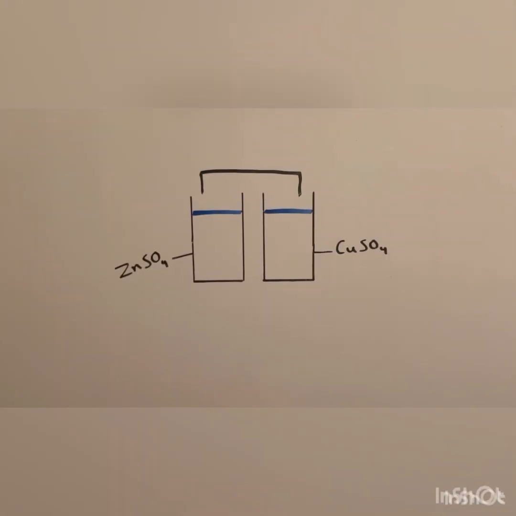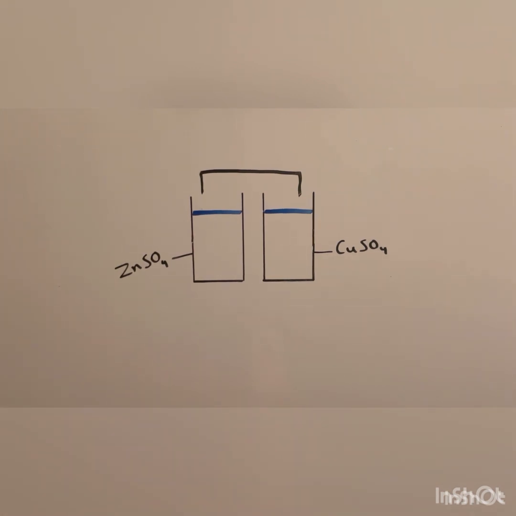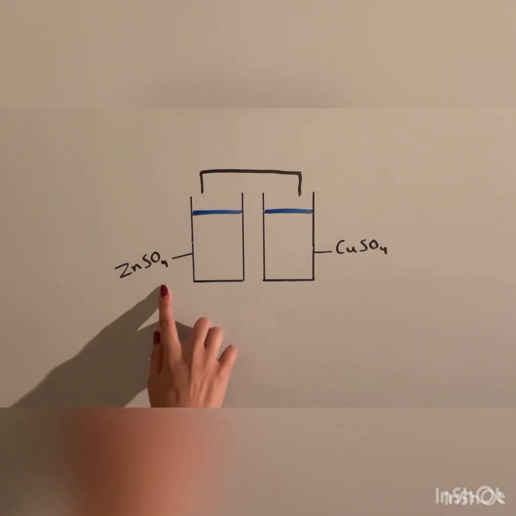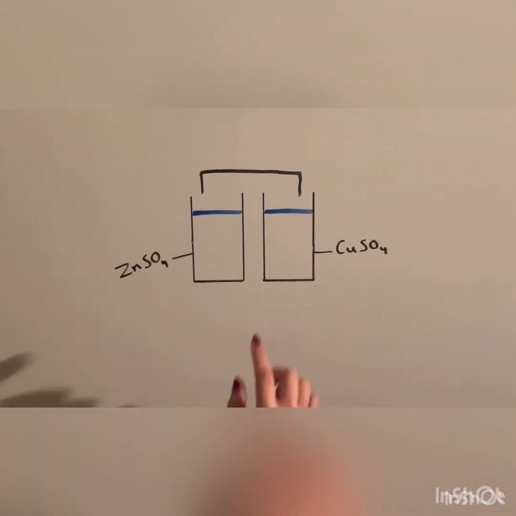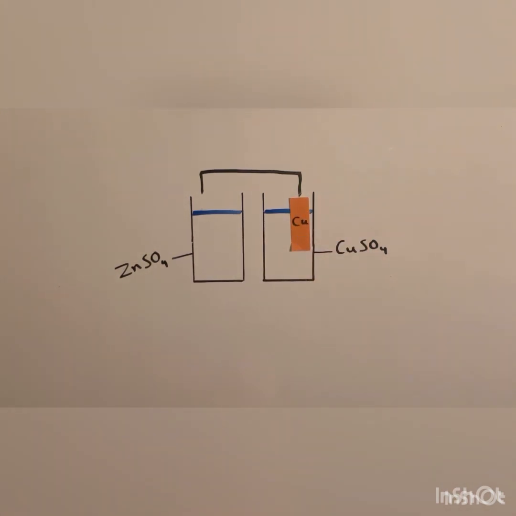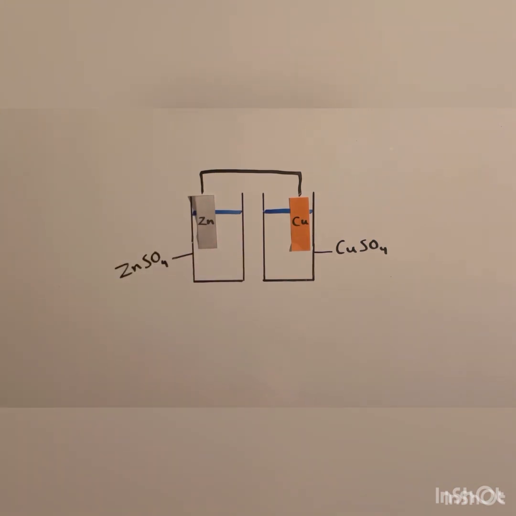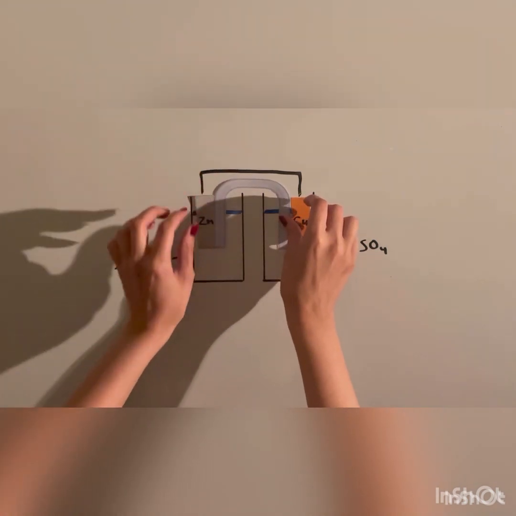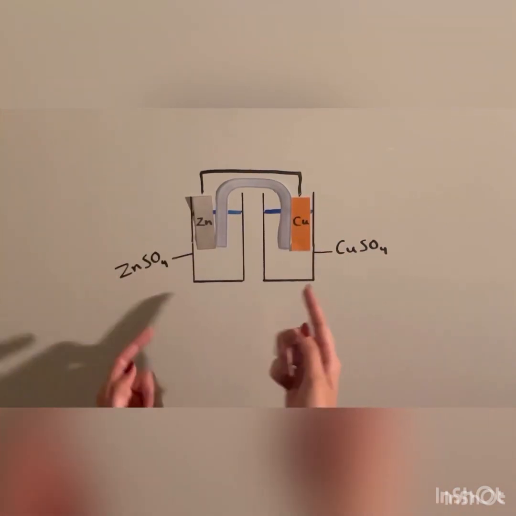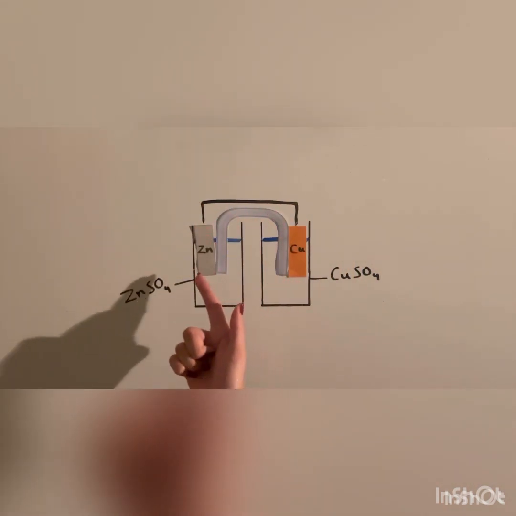So it's time to show you the major parts of any basic galvanic cell. Here we have two beakers of electrolytes, and I used zinc sulfate as one solution and copper sulfate as the other. I put the copper electrode as the cathode and the zinc electrode as the anode. I used the salt bridge to maintain the neutrality between the two solutions, and this wire is used to connect these two electrodes together.